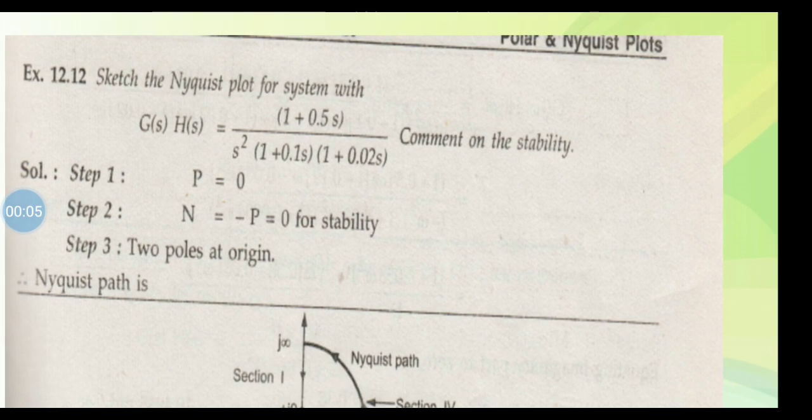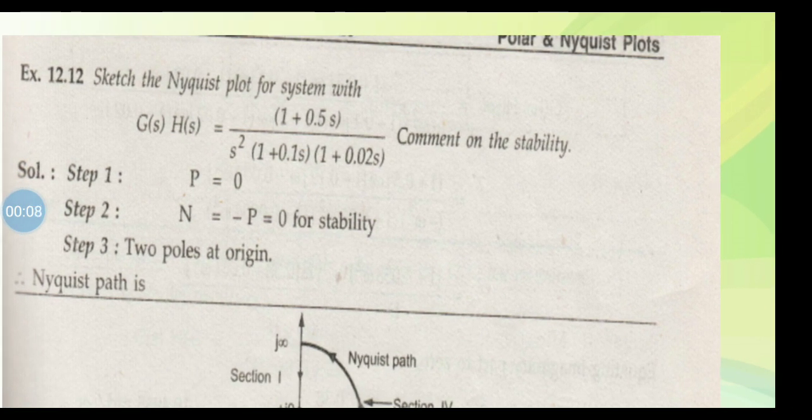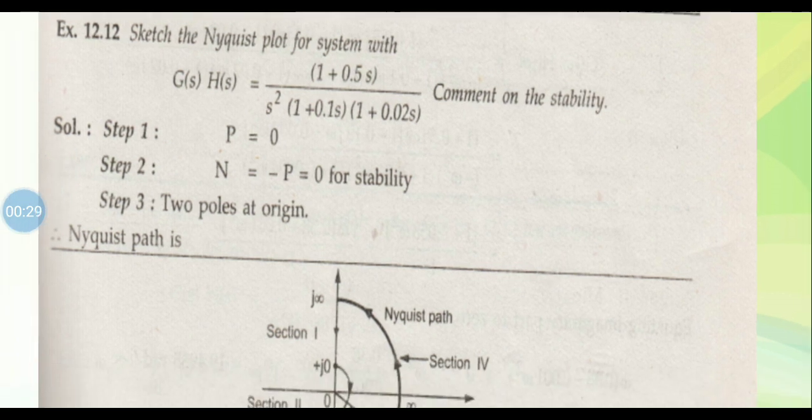So students, in this lecture we'll take one more problem. Sketch the Nyquist plot for the system with G(s)H(s) equal to (1 + 0.5s) divided by s square into (1 + 0.1s) into (1 + 0.02s). Comment on the stability.